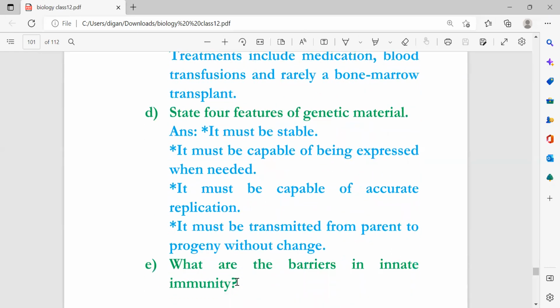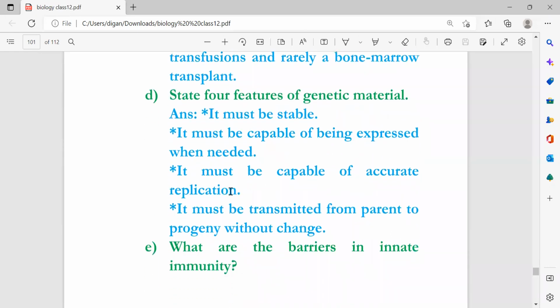Next, features of genetic material. It must be stable. It must be capable of being expressed when needed. It must be capable of accurate replication. It must be transmitted from parent to progeny without change.